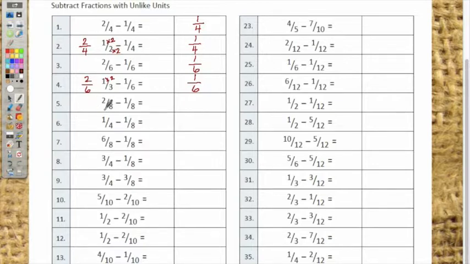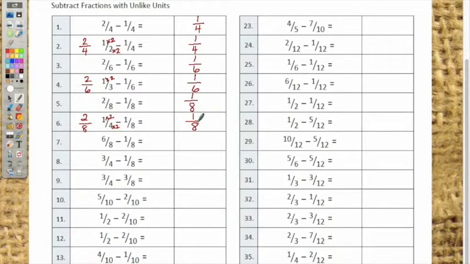Okay, so 2/8 minus 1/8, what's that? 1/8. Now I have to change the fourth to eighths. So 4 times what equals 8? 2. So I'll take the 1 times 2, 2 eighths. Here's what I did in my mind. I took them both times 2. Okay? So 2/8 minus 1/8 equals 1/8.